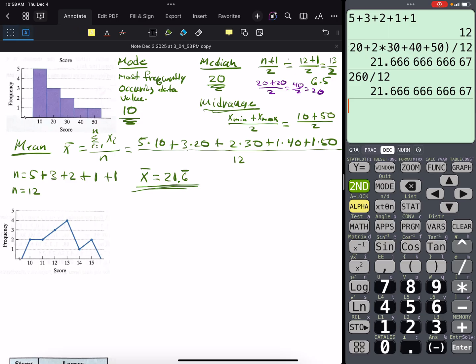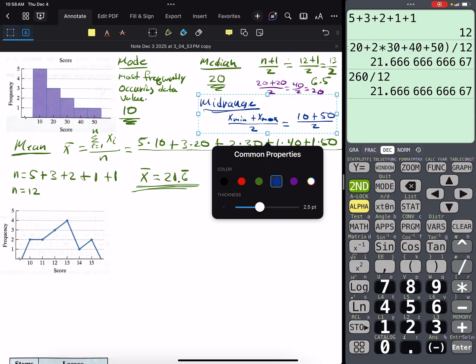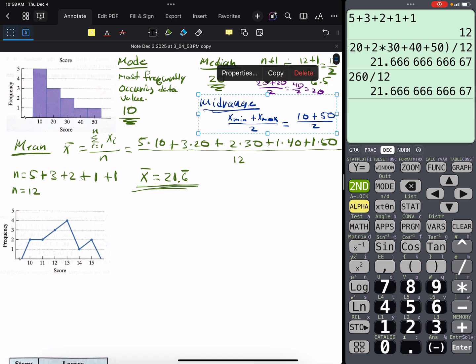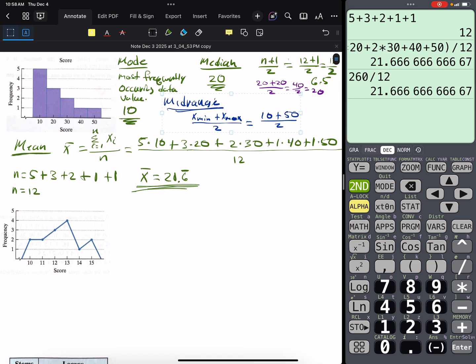And yeah, I'm going to have to do that whole teacher with a tablet trick again. And I'm also going to change the color here just so that we don't get confused as we're in and among some other calculations. Okay, and so that 10 plus 50 over 2 is going to be 60 over 2, which is 30. And so the mid-range of this data set is 30.